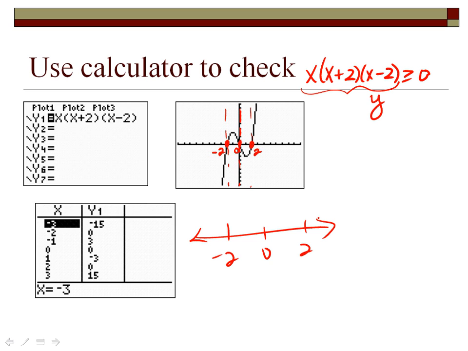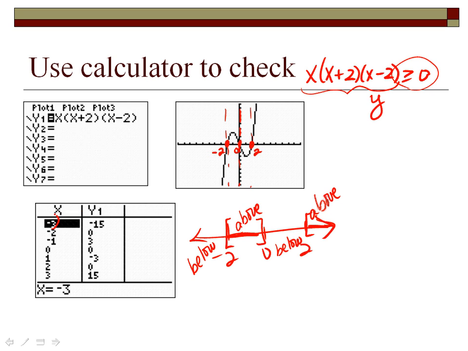And so we know left of -2, the graph is below the x-axis. Between -2 and 0, the graph is above. Between 0 and 2, the graph is below. To the right of 2, the graph is above. Well, we want it to be greater than or equal to 0, so that means where it is above the x-axis or on the x-axis, and that means we can include the endpoints to get our region.